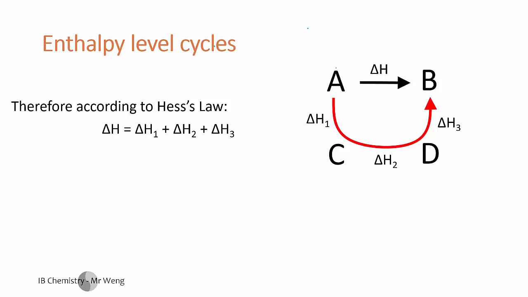If you can get from A to B by going through A to C, then C to D, and then D to B, then you're going to get the exact same result. You're going to get B coming out of this. So it has to be the exact same chemicals in the exact same stoichiometric ratios. Then you'll find that this delta H here is equal to these delta H1, 2, and 3.